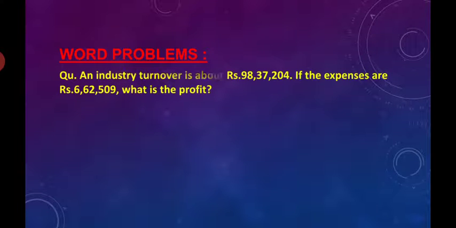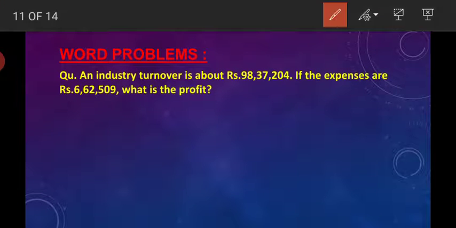Now come to the word problem. A word problem is the statement form of any number problem. So here is the question. An industry's turnover is about this much. If the expenses are this, what is the profit? Okay, we have to find the profit.